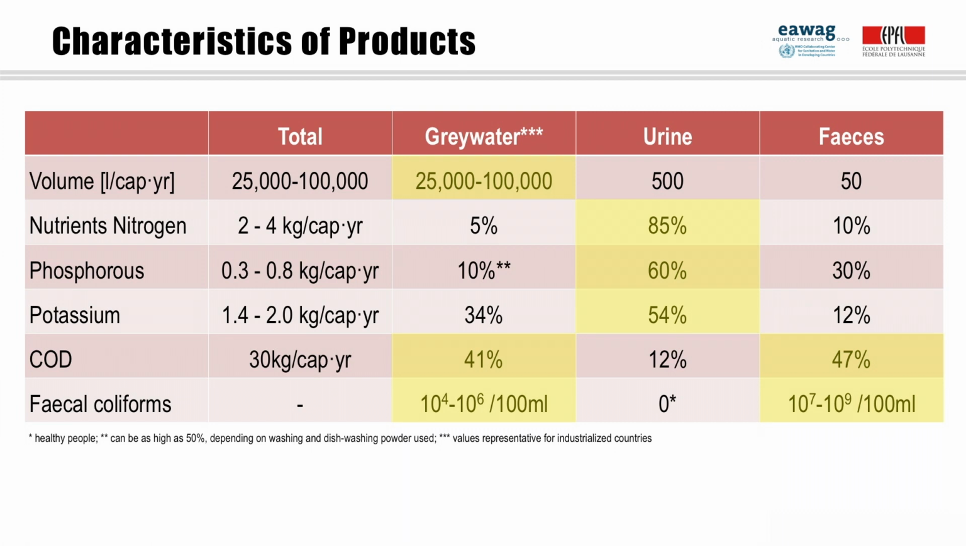In summary, then, we have large quantities of gray water with relatively no nutrient value, urine, which is generally clean and nutrient-rich, and a very small amount of feces that are highly pathogenic.